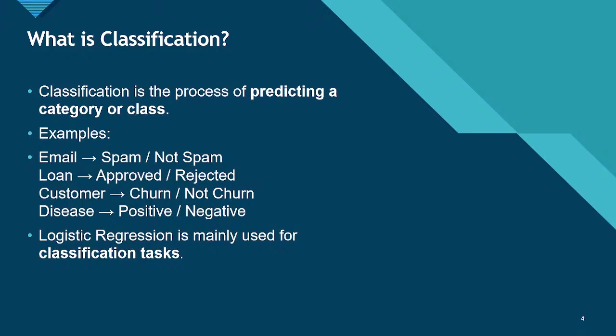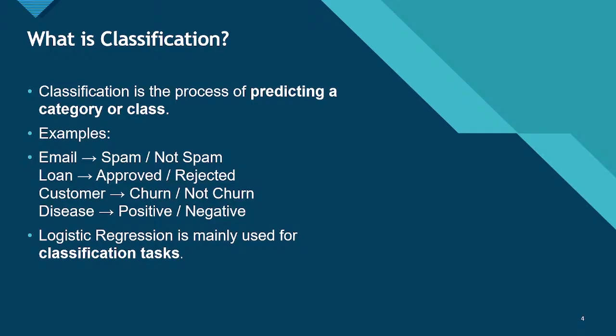Even though the name contains the word regression, it is mainly used for classification tasks. Logistic regression predicts the probability of belonging to a particular class. For example, the probability that an email is spam, the probability that a loan will be approved, the probability that a disease is present. Based on this probability, the model assigns the final label.